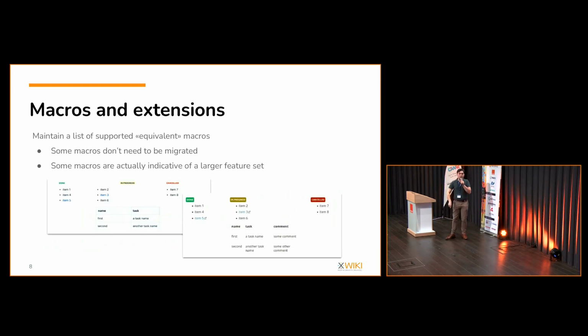Yeah. So I talked quickly about the macros. What's also important to know is that depending on where you are migrating to, you may not need everything that is being migrated. Some macros don't make sense, for example, when you migrate from Confluence to XWiki. And also some macros may be indicative of a larger feature set. What I mean by that is that, for example, if we look at a Confluence instance and we see that you are using the task report macro, it's a very nice macro. It allows to list tasks that you have in Confluence. But then it means that you are actually using a feature of Confluence which is not available by default in XWiki.